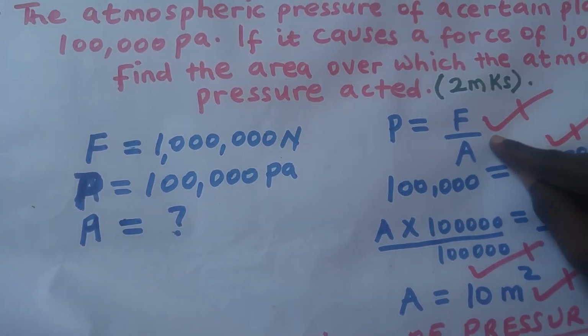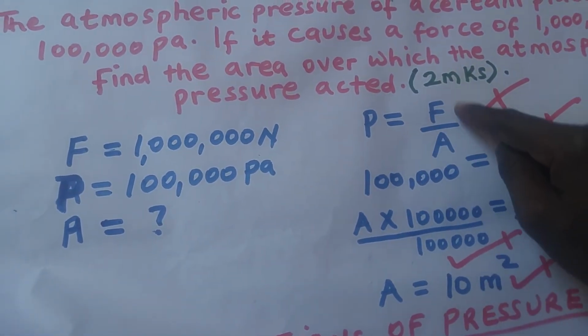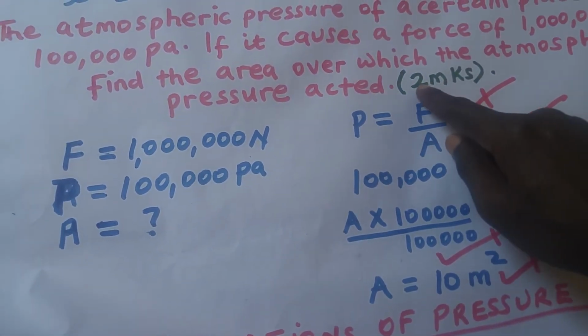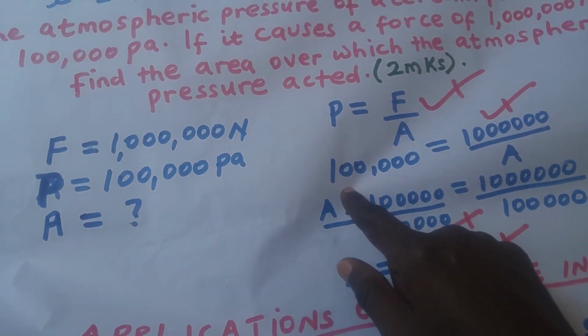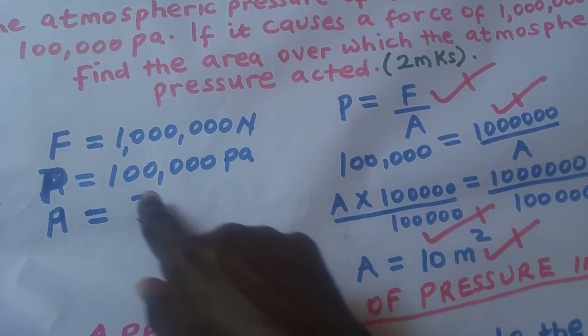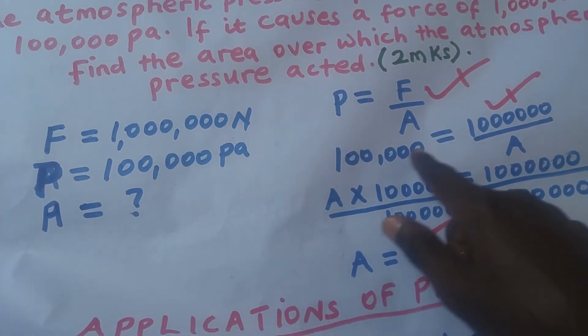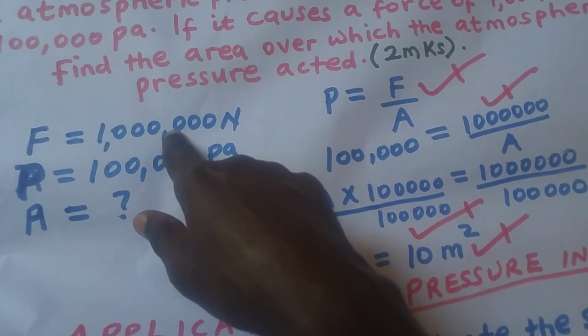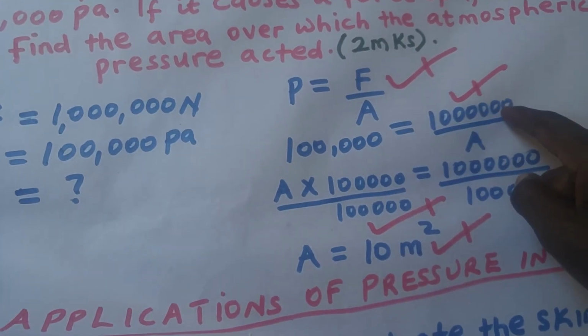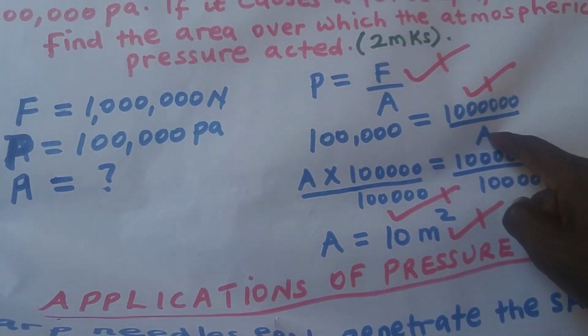So we shall go for our formula. Pressure equals force over area. If there are 2 marks, half a mark goes for that formula. Then substituting, where there is a pressure, you write 100,000. Where there is a force, the force here is 1 million. You write 1 million here. Then divide by area which you want.